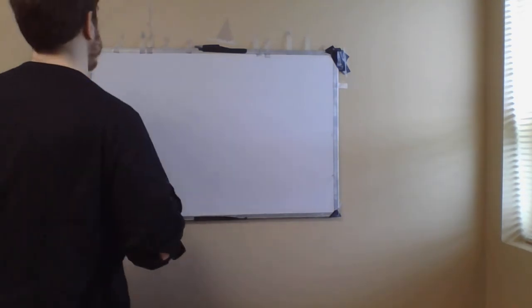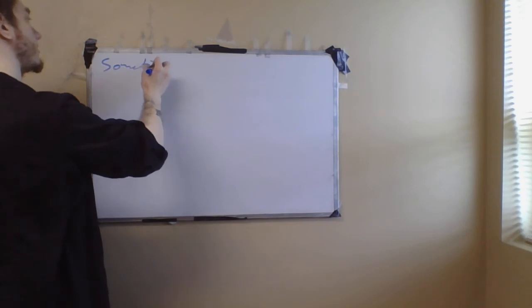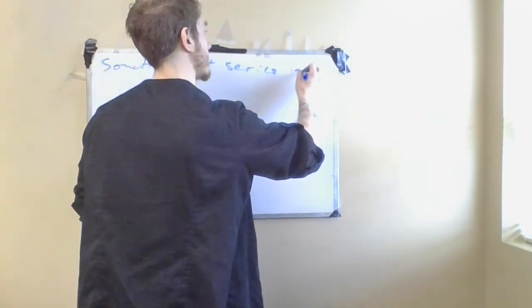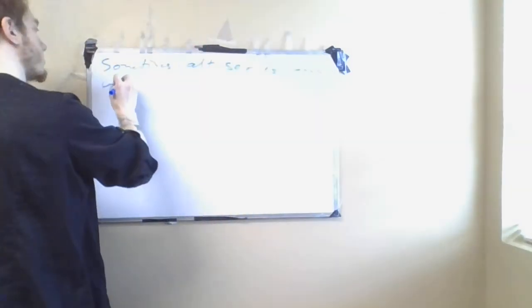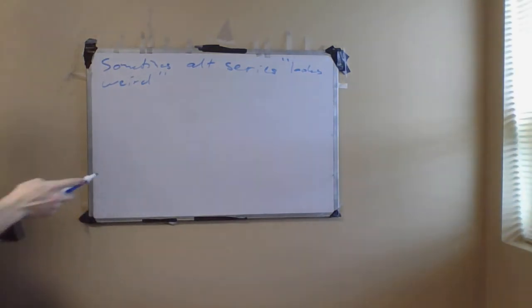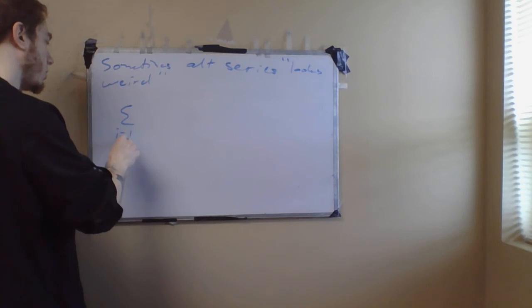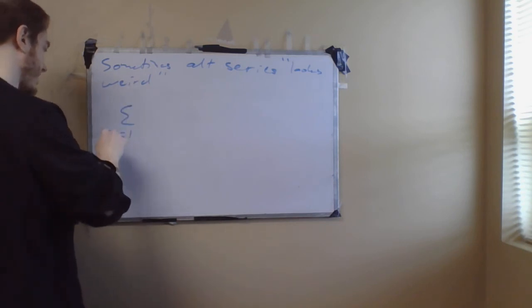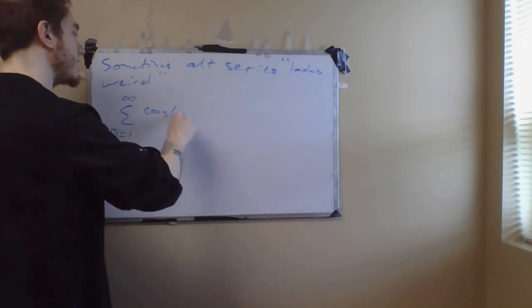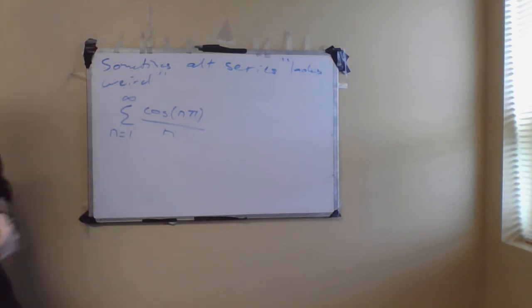One more observation. Notice that sometimes an alternating series looks weird, so to speak. So I want to give you an example here. Suppose that I have the sum from n equals 1 to infinity of the cosine of n times pi divided by n.